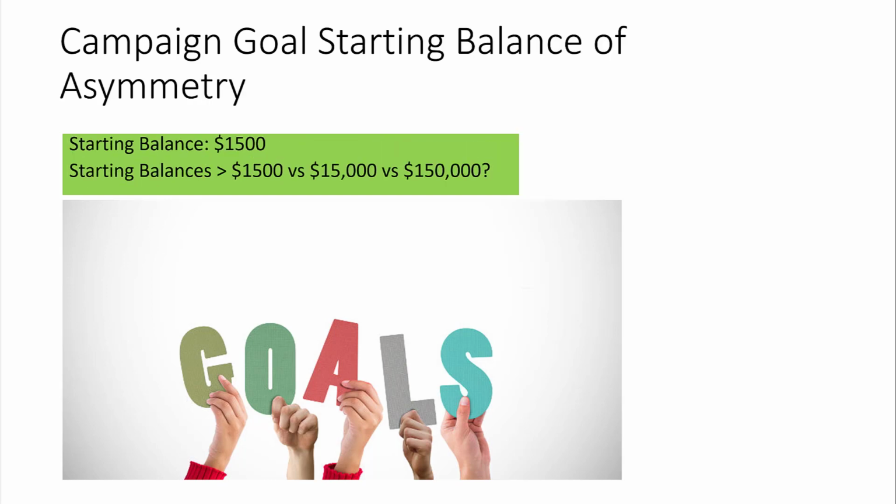The campaign goal starting balance is asymmetric in nature. So that's kind of the underlying principle in derivatives. Why we trade derivatives is because we can get into a model where we're taking a small risk and getting a big reward out of it.